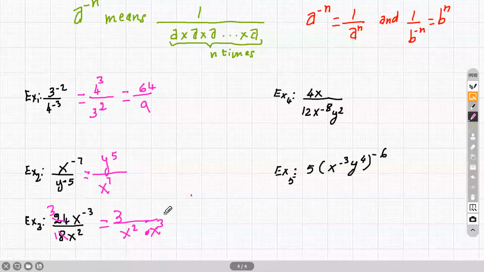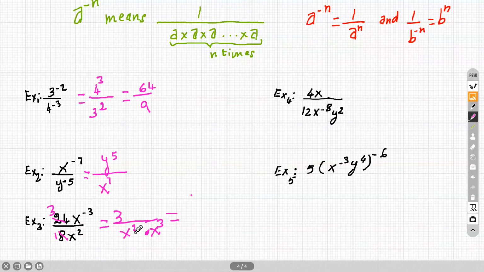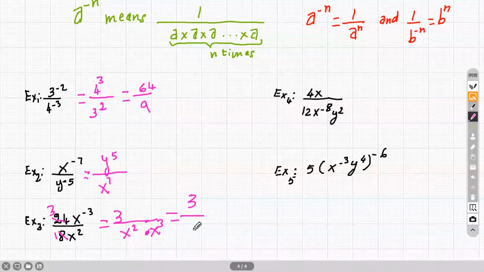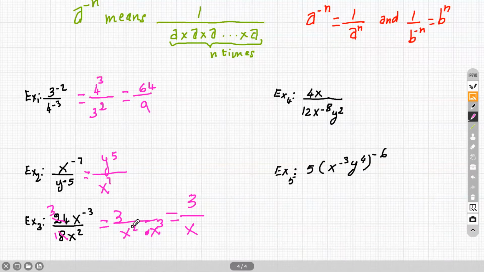Now, since I'm multiplying two exponents that have the same base, I can add the exponents. If you haven't watched the video on the product rule, go and watch it. When we multiply exponents that have the same base, we add the exponents. So this is 3, that's the numerator, over x to the 2 plus 3. 2 plus 3, that's 5.